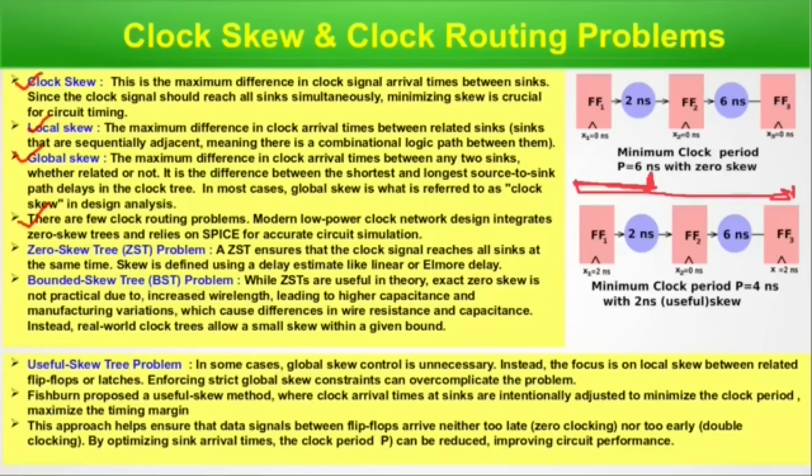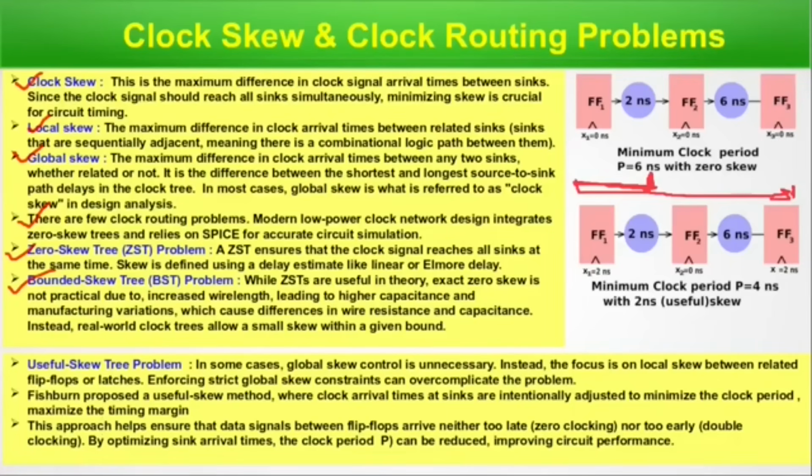Bounded skew tree, or BST, problem. While ZSTs are useful in theory, exact zero skew is not practical due to increased wire length leading to higher capacitance, and manufacturing variance, which causes differences in wire resistance and capacitance. Instead, real-world clock trees allow a small skew within a given bound. So ideally zero skew is not possible. A small skew within a given bound, that is a bounded skew tree, is an acceptable level, and a skew at an acceptable level is allowed.